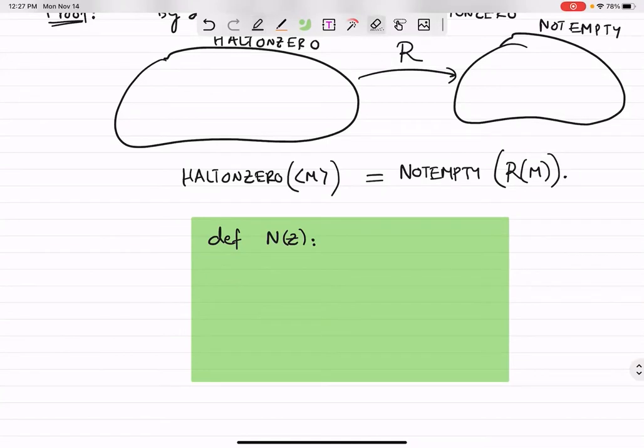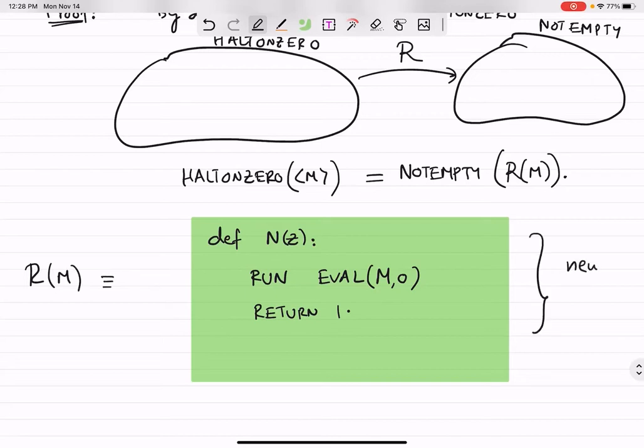Okay, so you could just say, I'm going to take... Remember, when we're designing the reduction, the new program already has access to the source code for M. That's why we are able to do something like eval of M, because we already have M. The suggestion was, just run M on 0 using eval, and then you return 1. Okay, so this is R of M. It's a new program.